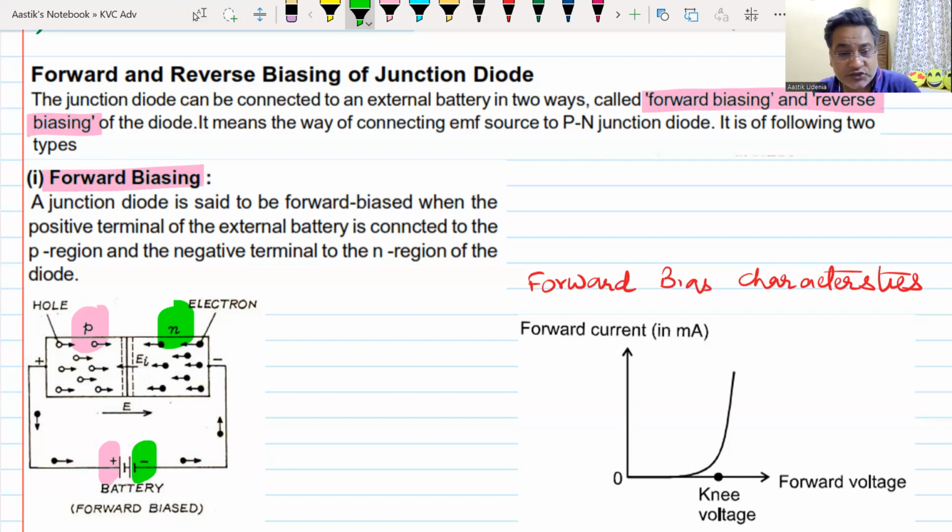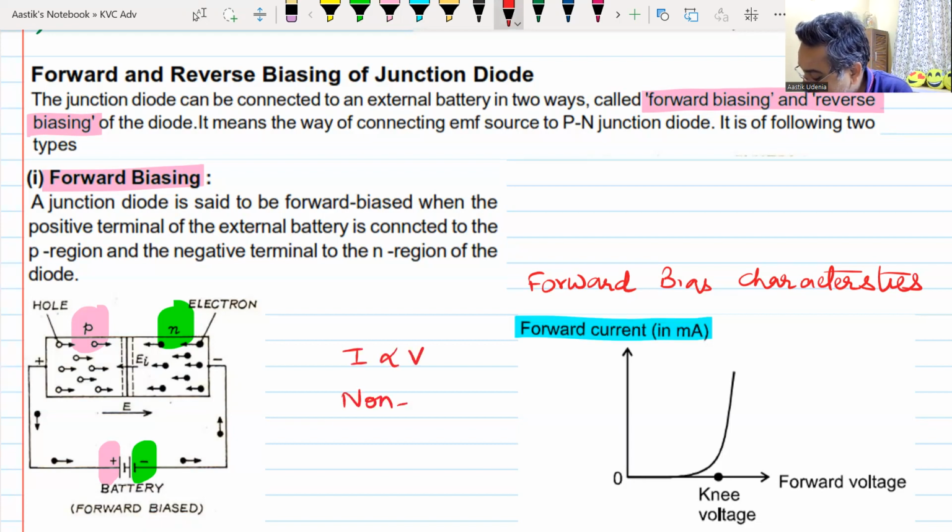If you change the forward voltage and draw a graph between the voltage and the current, this graph, my dear friends, would look like this. And remember, this is not a straight line between I and V. That means it does not follow Ohm's law. I is not directly proportional to V. It is non-ohmic material. Do we understand this? Yes, sir. I'll give you a minute to note this down.